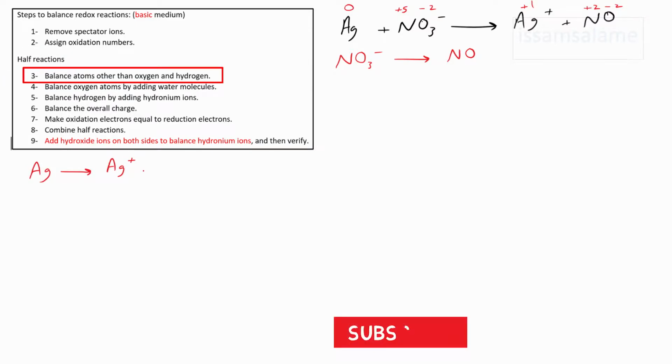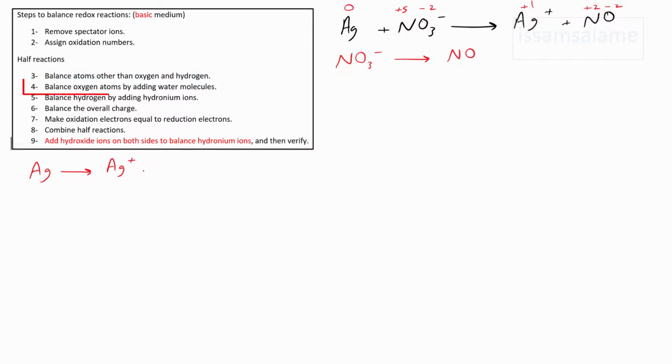For step 3, which is balancing atoms other than oxygen and hydrogen, as we can see, nitrogen atoms are balanced and silver atoms are balanced in both half reactions. Let's go to step 4, which is balancing the oxygen atoms. In the above half reaction, we can see that we have 3 oxygen atoms to the left and 1 to the right. So we should add 2 water molecules to the right side to balance the oxygen atoms. While for the other half reaction, there is no oxygen, so nothing to worry about.